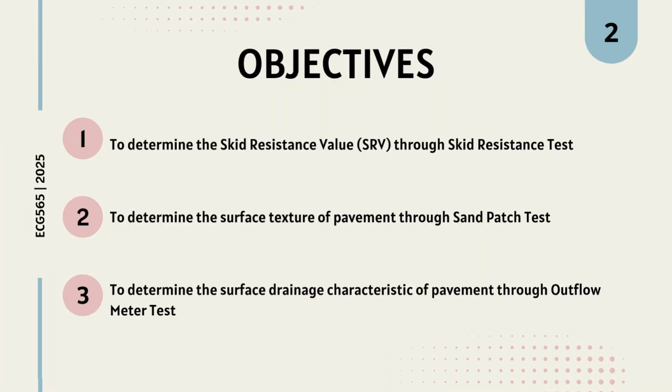There are 3 objectives for this group project. Firstly, to determine the skid resistance value through the skid resistance test. Secondly, to determine the surface texture of pavement through the sand patch test. Lastly, to determine the surface drainage characteristic of pavement through the outflow meter test.